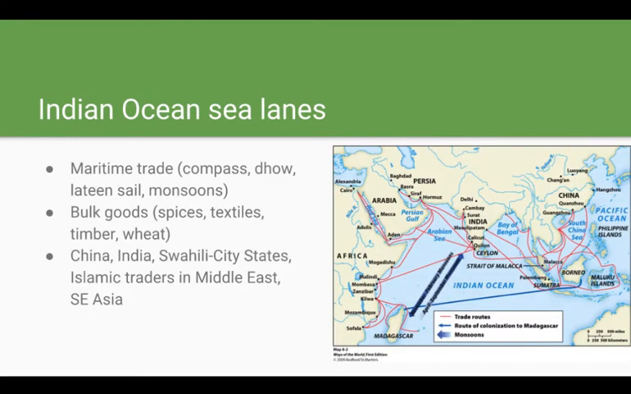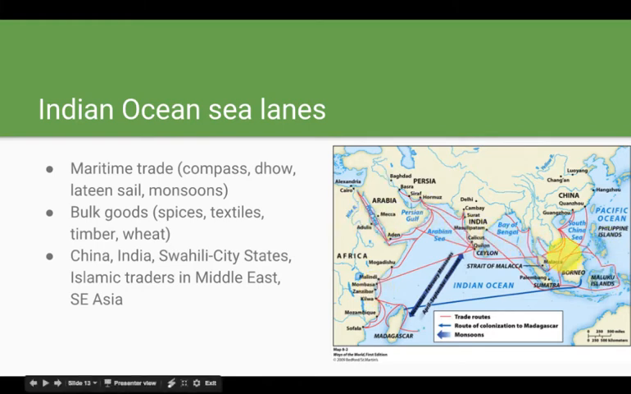In the Indian Ocean, remember the technology that helped facilitate trade across the open ocean. More bulk goods that fit on large cargo ships. And some of the states here, China, of course, India being kind of at the center of the trade. The Swahili city-states are down here in Eastern Africa. And of course, Islamic traders were very involved in this trade, and they spanned from the Arabian Peninsula all the way to Southeast Asia.